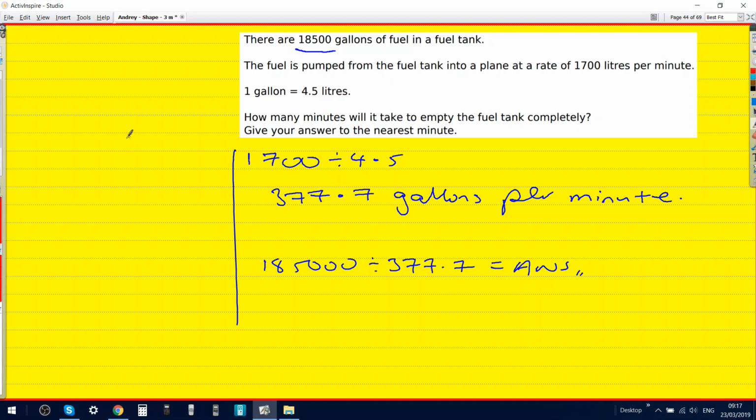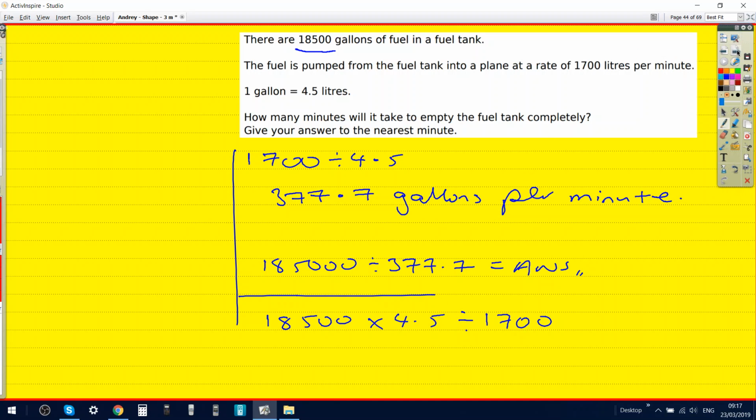And usually try to convert from the bigger unit to the smaller unit, so you don't get decimals. You could have also done this original 18,500, change that into liters by multiplying it by 4.5 and then dividing it by 1,700. Any questions there? Okay.